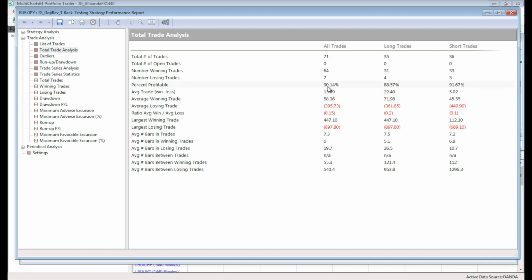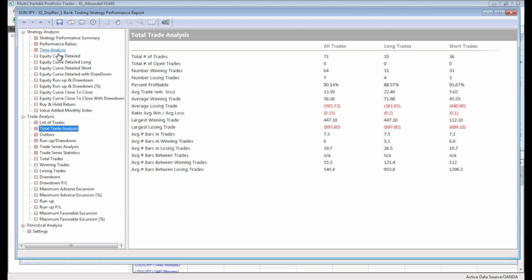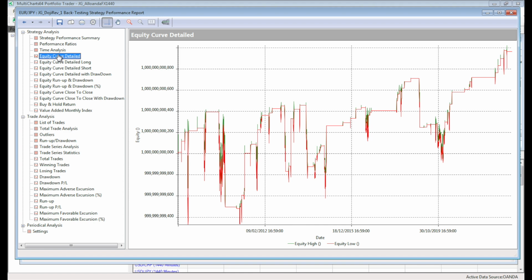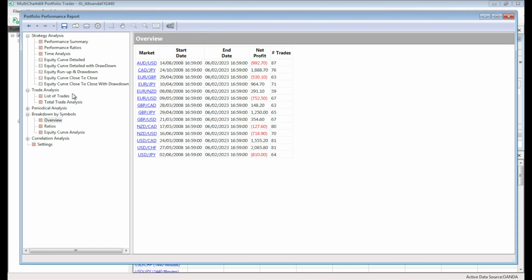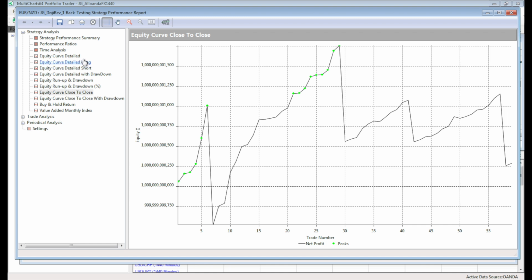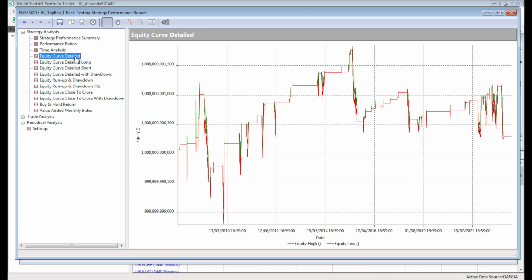Percent profitable is very high. Again, average trade 13 pips. That's still going to be profitable after costs. The equity curve is pretty rough though, isn't it? It's a bit all over the place, nowhere near as good as the previous one. Next one, Euro New Zealand, is the equity curve. Not that great.